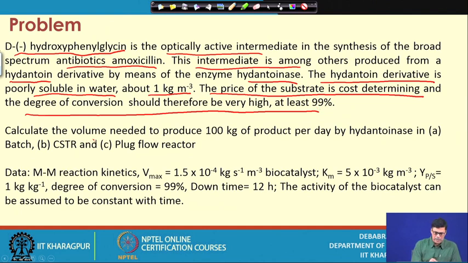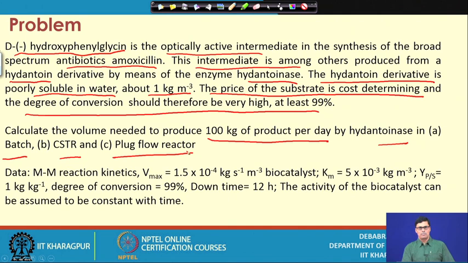So calculate the volume needed to produce 100 kg of product per day by hydantoinase in a batch process, CSTR and plug flow reactor. So we have three different reactors, and this particular problem also helps you find out which reactor you will recommend for this process, because when you do the calculation you find out which reactor size will be minimum. One of the design criteria should be the minimum size of the reactor. Why minimum size? Because if the size of the reactor is minimum, then the cost involved in the process will also be minimum.